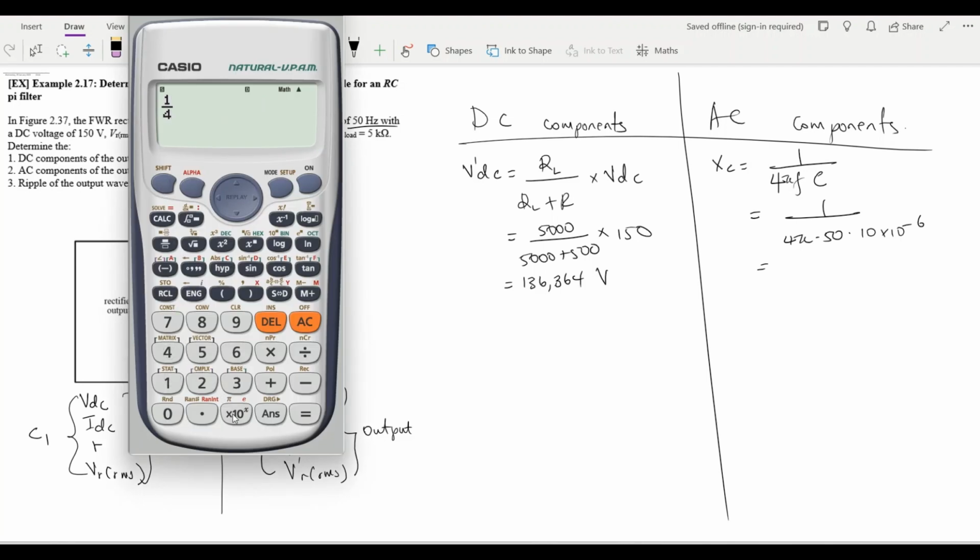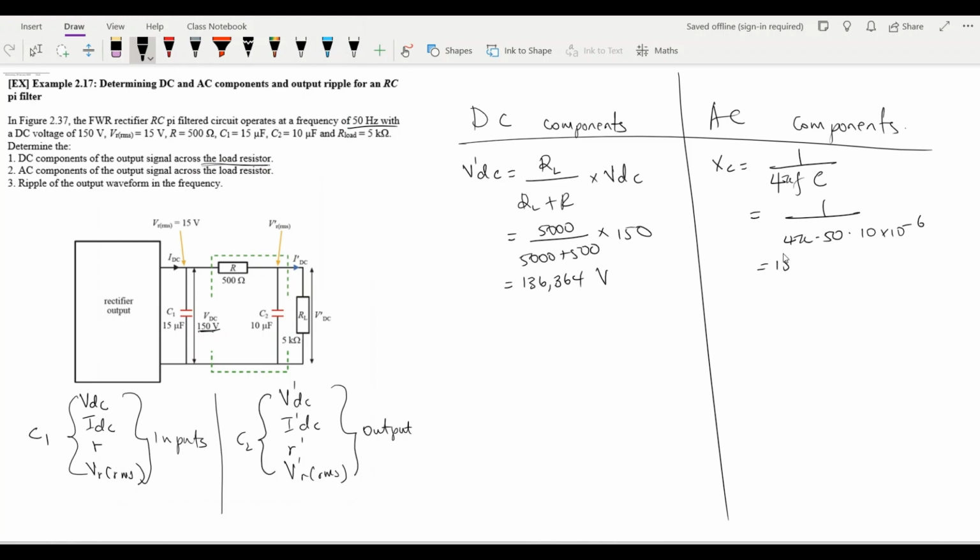4 pi 50, 10 exponent negative 6, and we get 159.155 ohms, right? Then that means the AC component would be your ripple voltage. It won't be DC voltage. DC voltage is a DC component. Ripple voltage is an AC component.